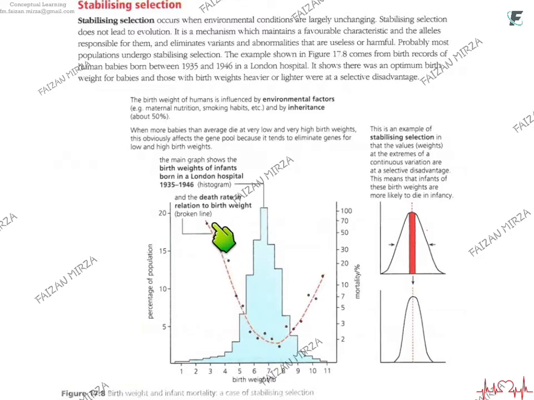You see that babies with a very low body mass are likely to die. Babies with a very high body mass are likely to die as well. But babies with a medium body mass, a mean body mass, do survive. So this is also a kind of stabilizing selection occurring here.